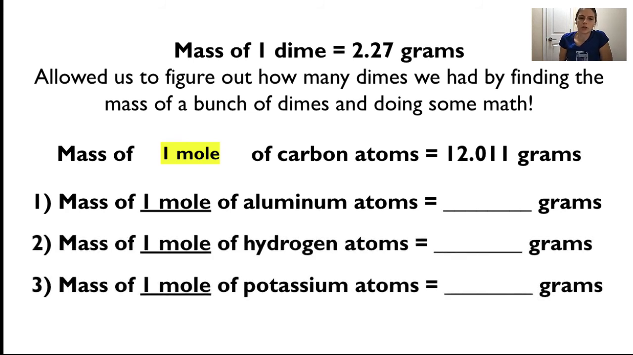So what I would like you to do is use your periodic table right now and see if you can follow the pattern that I did with carbon and determine the mass of 1 mole of aluminum, hydrogen, and potassium. So pause the video and press play when you're ready to give it a try.